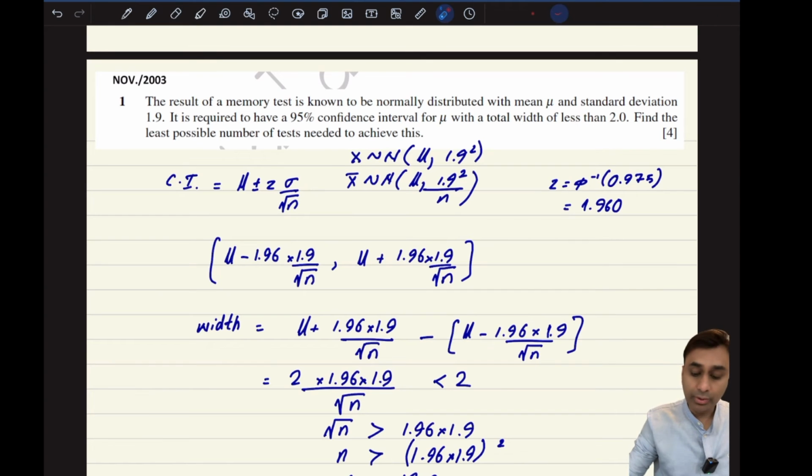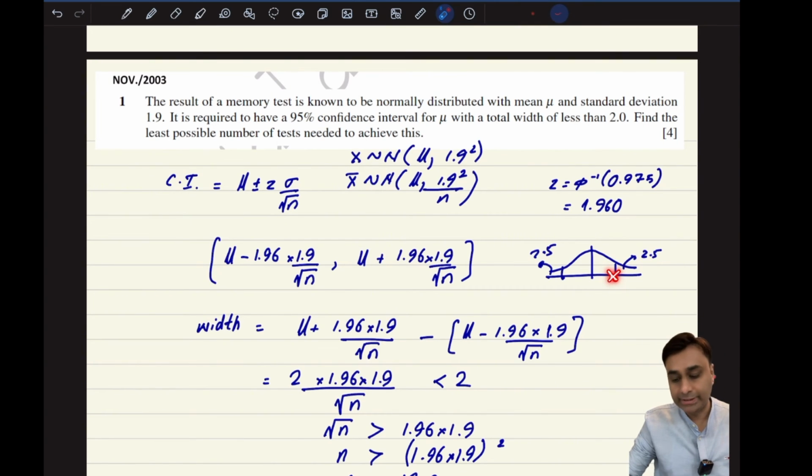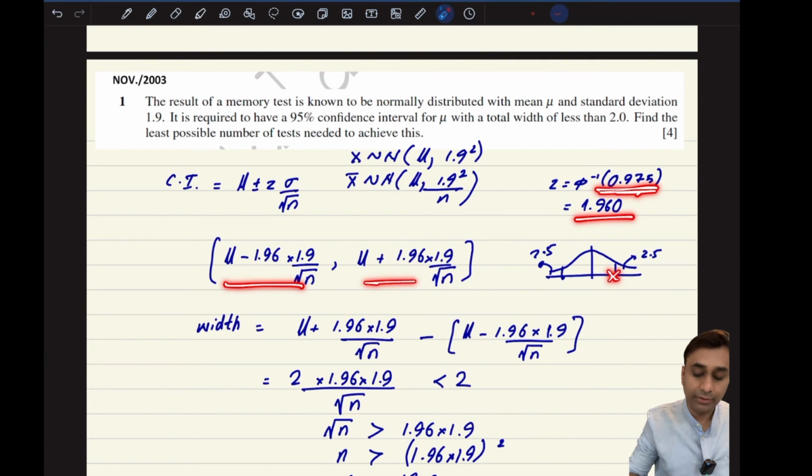Since I'm talking about a 95% confidence interval, the center must be 95%, each tail must be 2.5%, and if each tail is 2.5%, then the area less than z must be 97.5%, which is 0.975. So I need z as phi inverse of 0.975, and once I get z, I can apply that in the confidence interval formula.